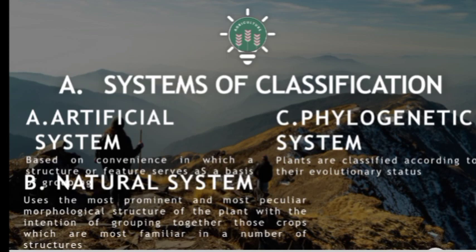How about the natural system? It uses the most prominent and most peculiar morphological structure of the plant with the intention of grouping together those crops which are most familiar in a number of structures. And last, phylogenetic systems, where plants are classified according to their evolutionary status.